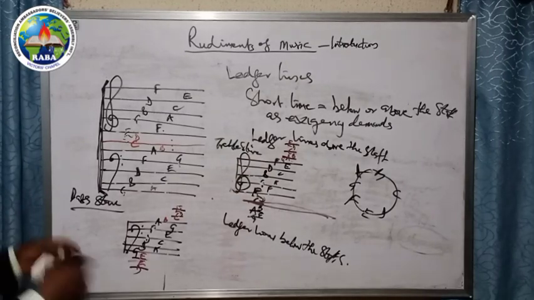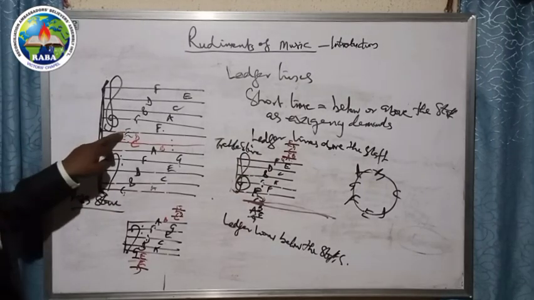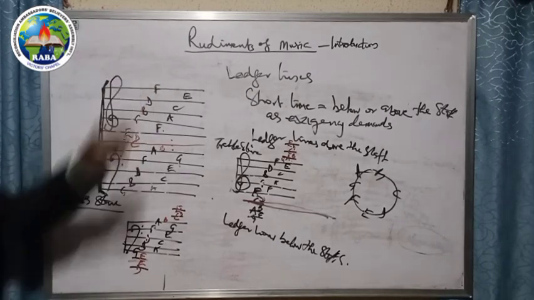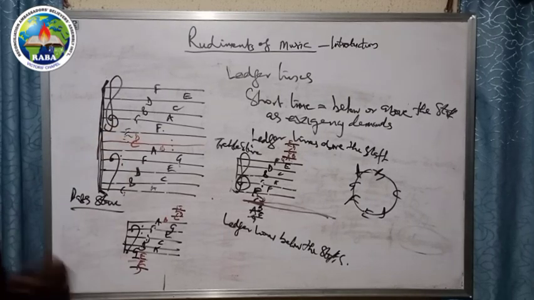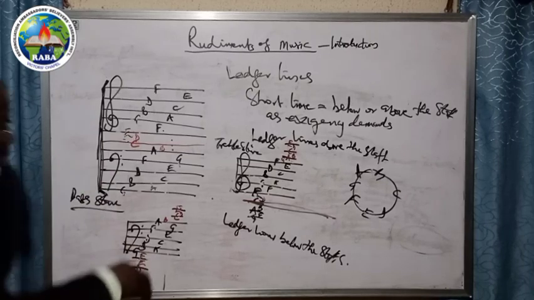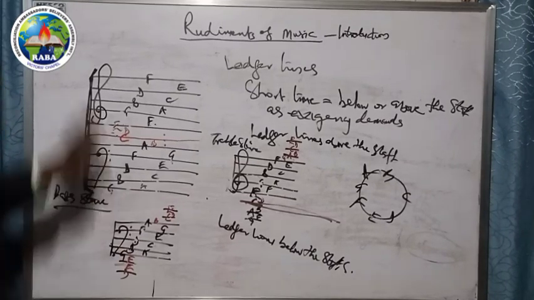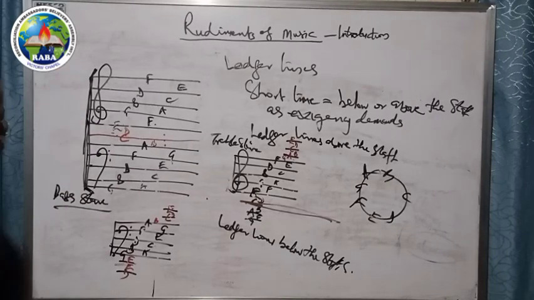For example, E is on the first line of the treble stave, the way I said it the other time. When you look at it, it becomes very easy for you. But you must close your book and write it down and be recalling it. You must be recalling it. So that is what we have to do today.